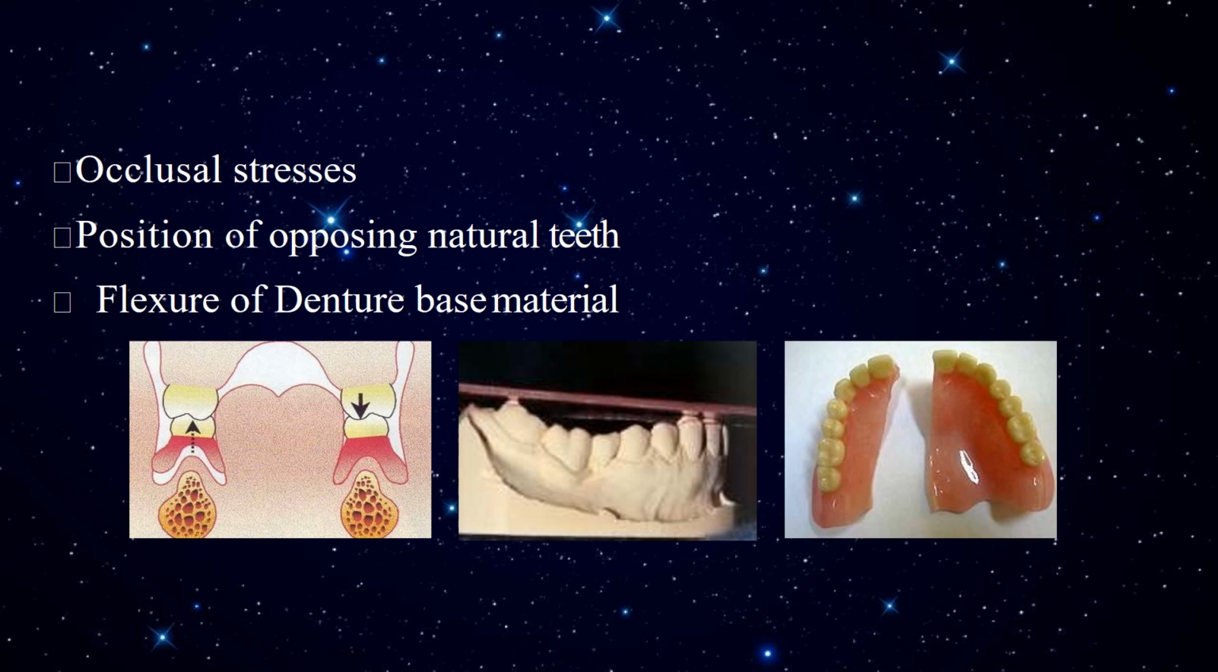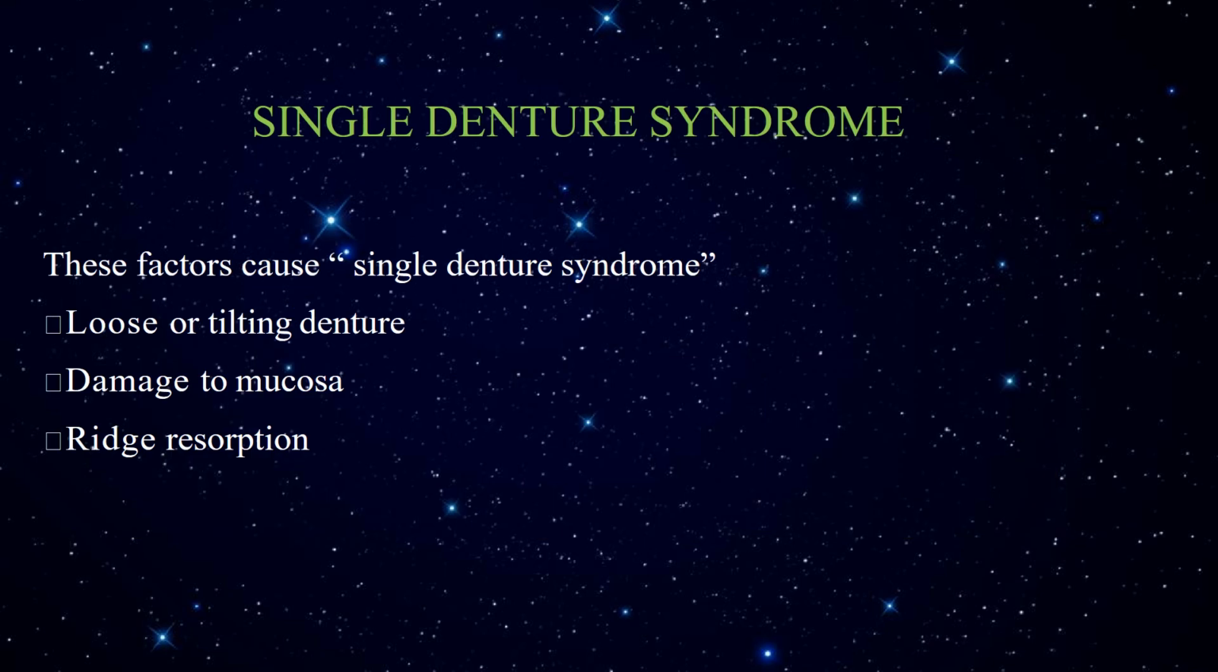In most situations, the anteriors will be super-erupted. The wisdom teeth or the posterior teeth will usually be tilted towards the mesial side, and all of this will result in occlusal discrepancy. Ultimately, many times you see that single complete dentures, especially the maxillary ones, have a fracture in the midline. Another concept is that we need to take care of single denture syndrome, what is known as Kelly's syndrome.